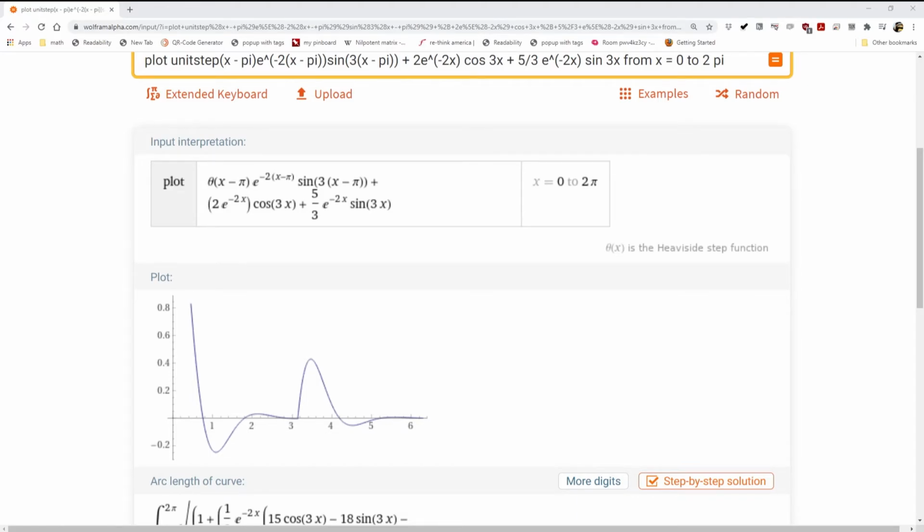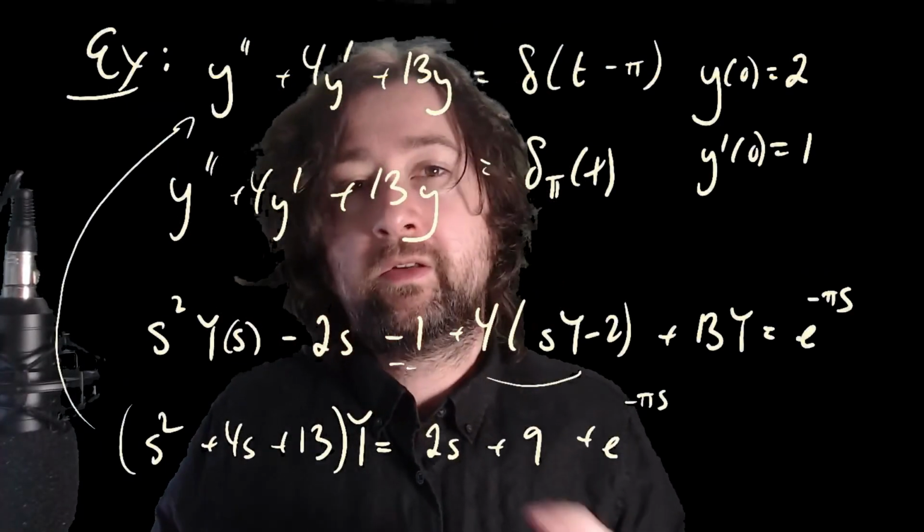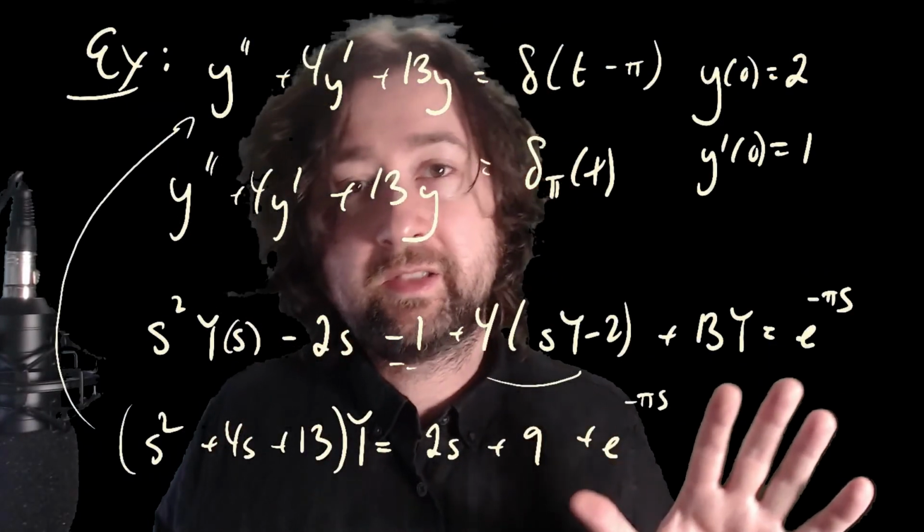So you can view the utility of this kind of function as modeling those kinds of shocks to systems. And again, those shocks can correspond to things like flipping a switch or hitting a bump or a sharp strike or a collision. Okay, so that is what the delta function is and what it does.